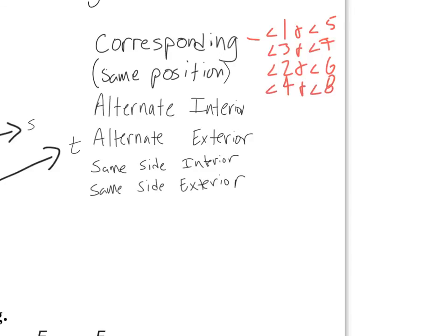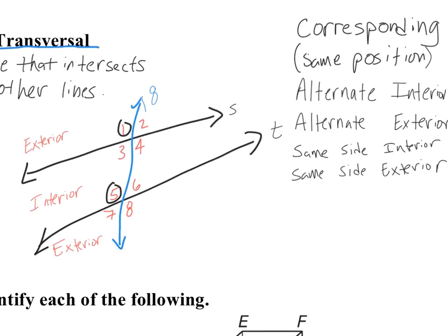All right, but the thing that you guys got to see here is that they're in the same position, okay? So when I say that angle 1 and angle 5 are corresponding, they're in the upper left corner of this intersection, okay? 2 and 6 correspond because they're in the upper right. Same with 3 and 7, they're in the lower left. 4 and 8 are in the lower right, okay?